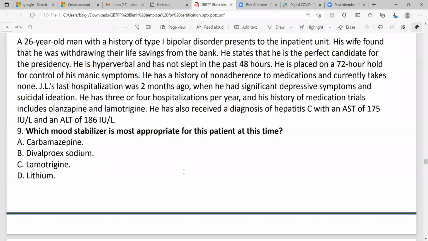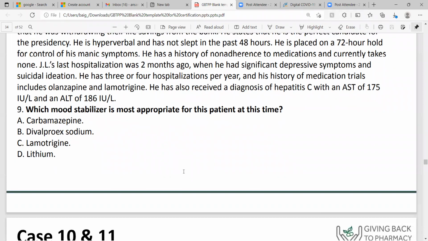So in this case, he's in a hyper state, and the question is which mood stabilizer is most appropriate for this patient at this time. We have again 4 options, and the best option is option D, because most of the time lithium should be initiated to treat the current manic episode.